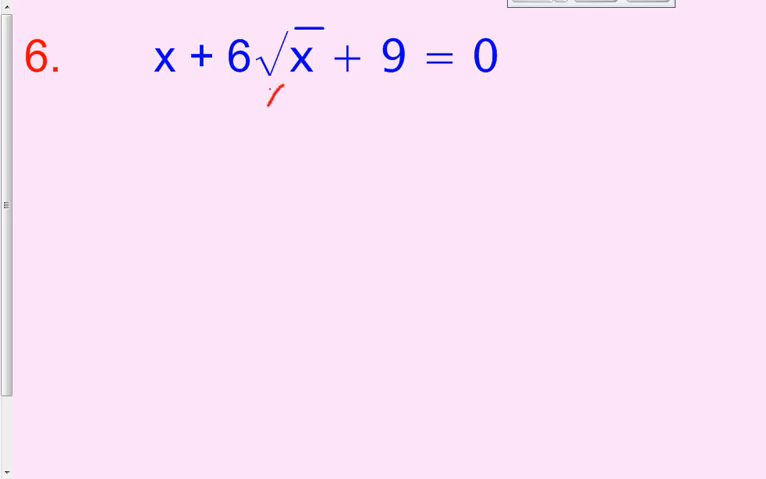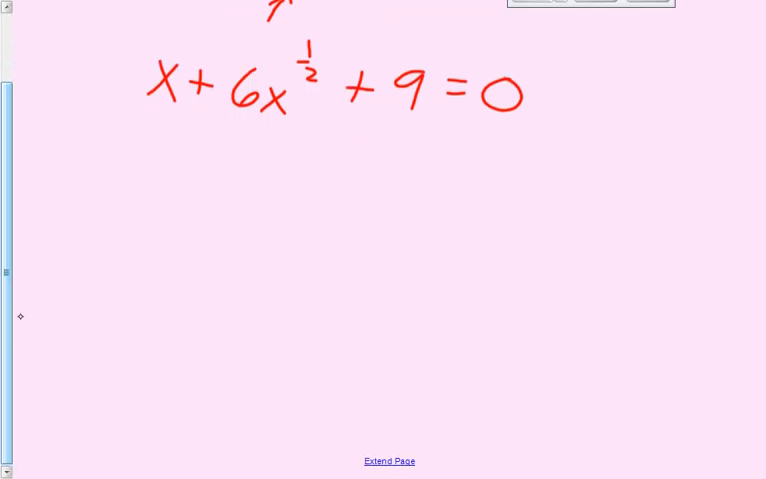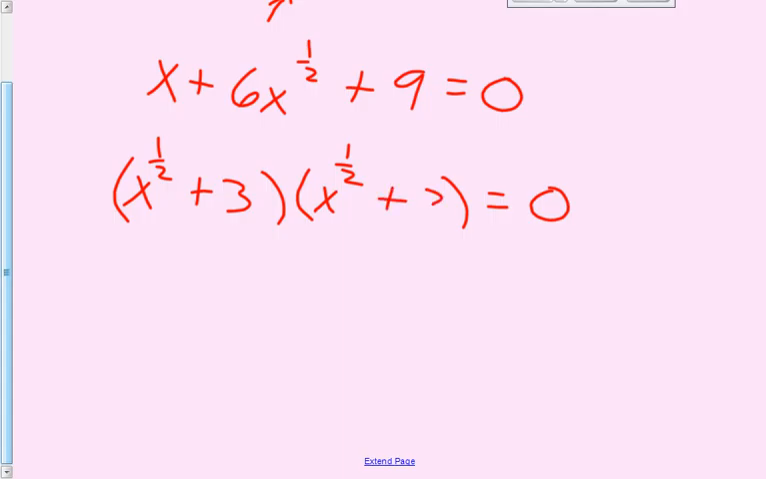Once again, hopefully you change this into exponential form, which is x raised to the 1/2. The square root of x is the same thing as x raised to the 1/2. So x plus 6x raised to the 1/2 plus 9 equals 0. With this, form two different parentheses, equaling it to 0. x raised to the 1/2 times x raised to the 1/2. Factors of 9 that get you a positive 6: 3 times 3 is 9, and 3 plus 3 is 6.